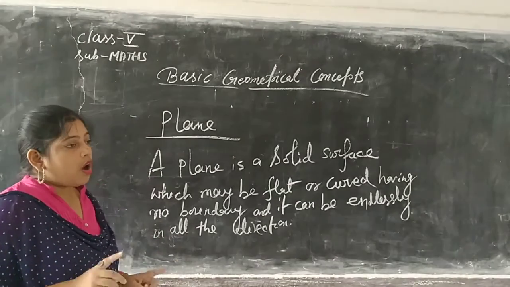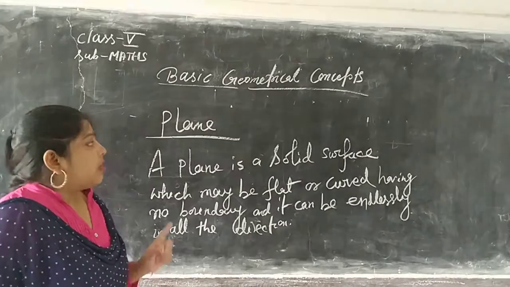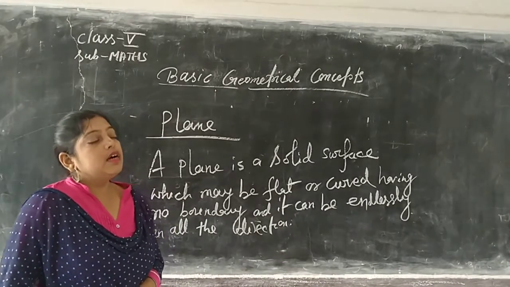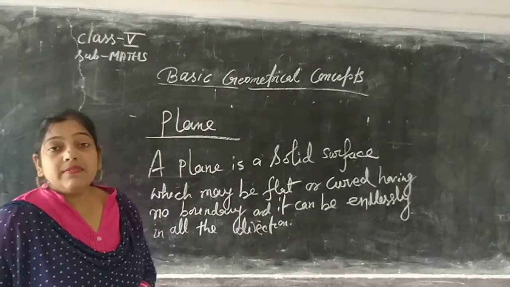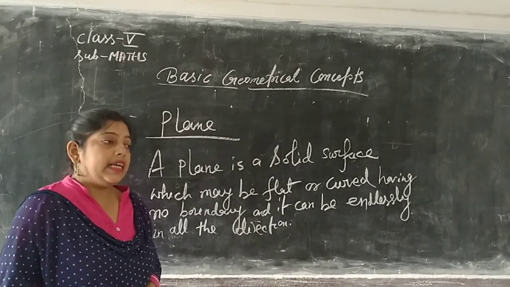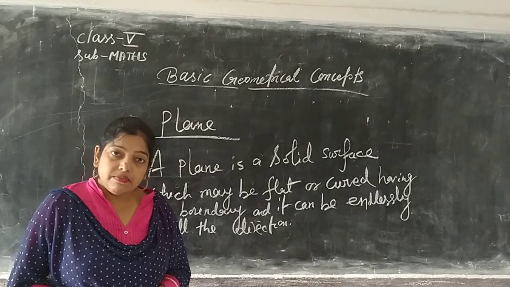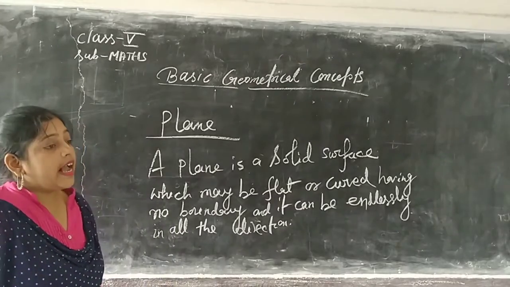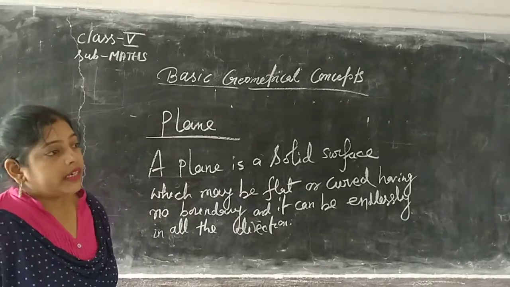Again, repeat all the definitions. First we start with the point. A point is a mark of position. Next, what is the line? A line has not a definite length. It can be endlessly in both directions. Line segment. A line segment, also the part of line, has a definite length. It has two endpoints. Next is the ray. A ray has only one starting point. It can be endlessly in one direction.